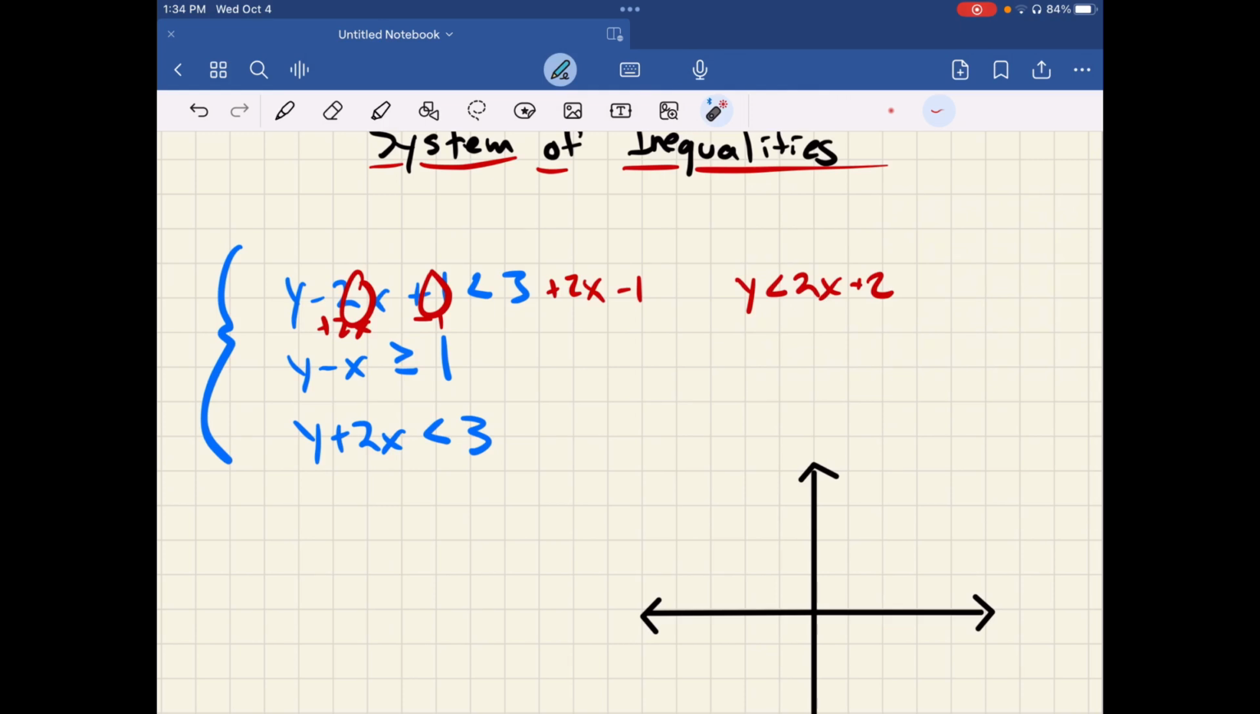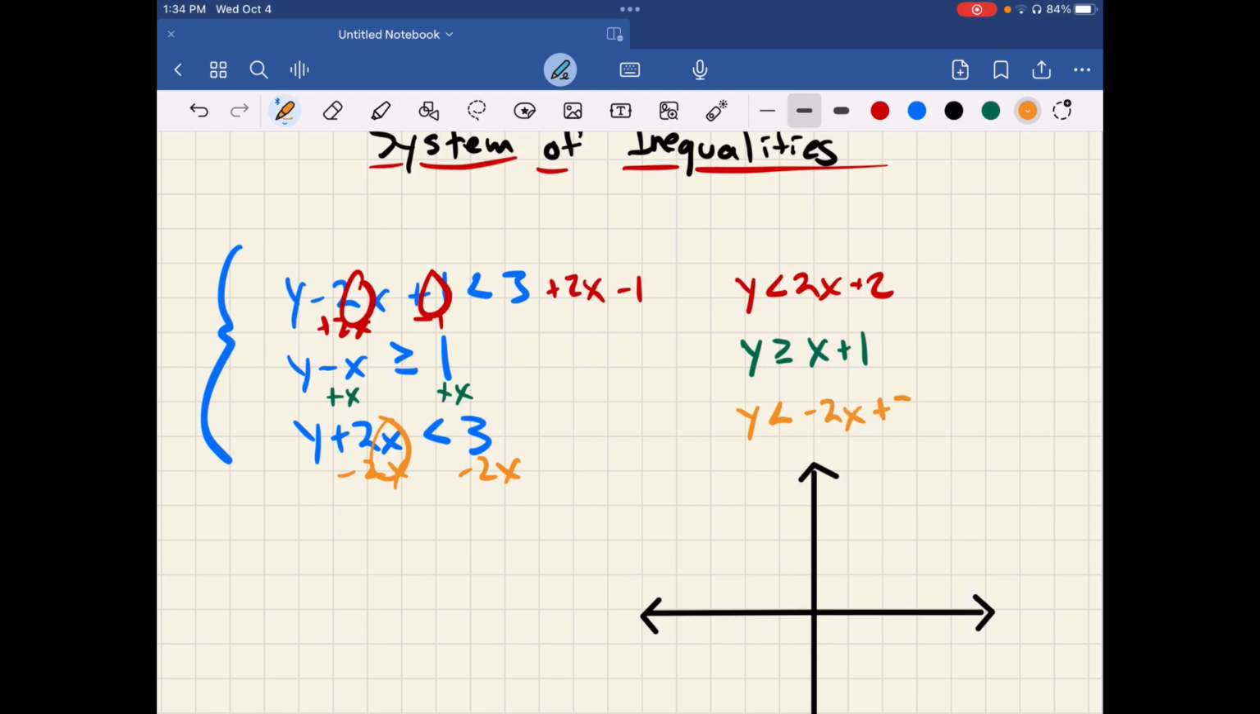Now I'm going to do the same thing for this one. I'm going to get the y by itself here. It's a little simpler with this one. I'm going to add x to each side, so this equation is y is greater than or equal to x plus 1. And then I'm going to do the same thing for the last one, get this y by itself. To do that, I'm going to go minus 2x to both sides, and I'm going to get y is less than minus 2x plus 3.